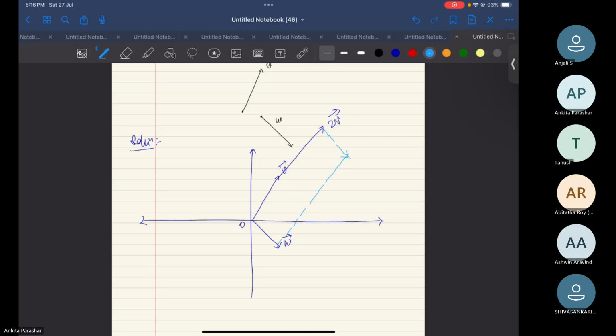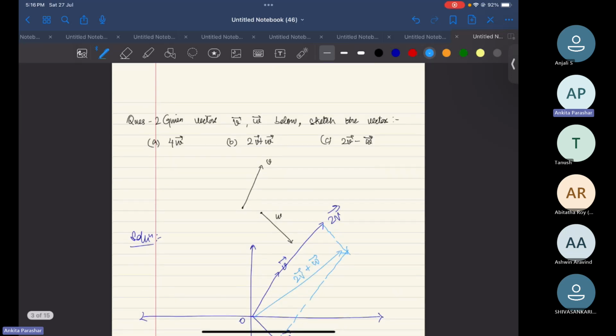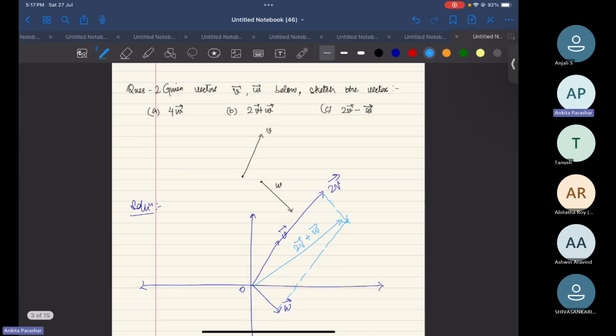And now, which direction will I get the sum in? Can you tell me, is it this diagonal or this diagonal? First one or second one? The first one. Right, the first one will give me the sum of the vectors. So if you see, this is nothing but our sum 2V plus W, right? So this is how we can sum up the vectors over the R2 plane.